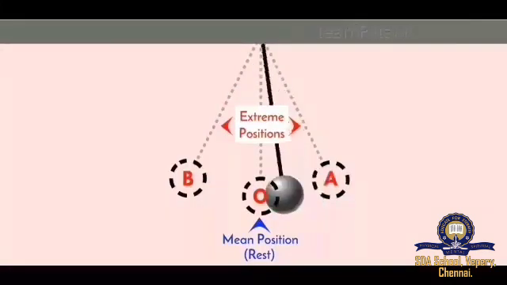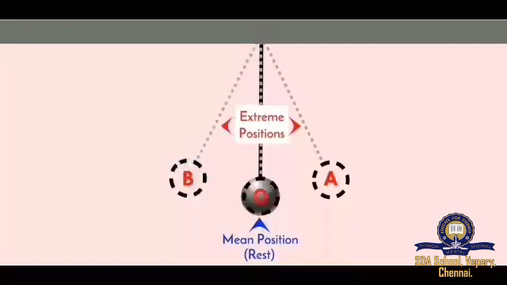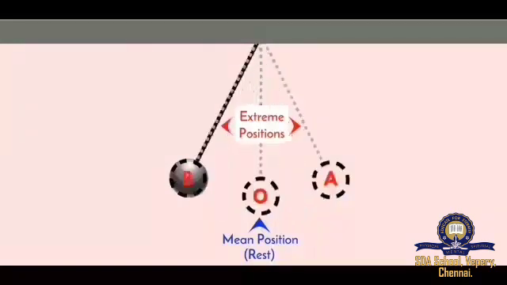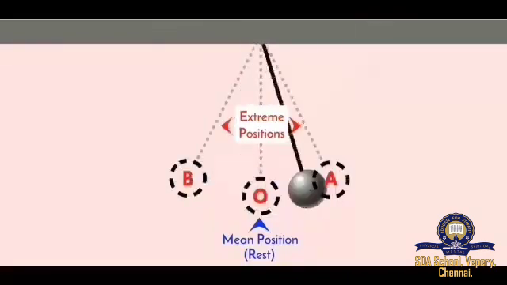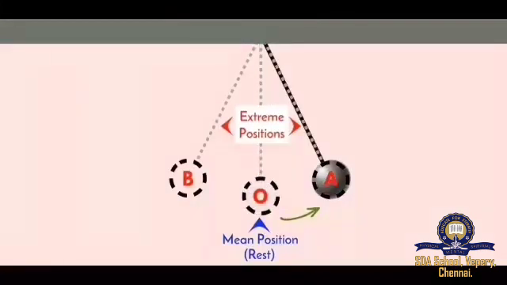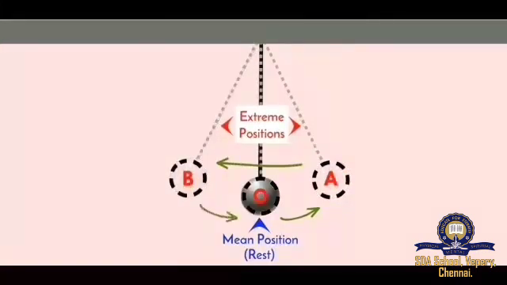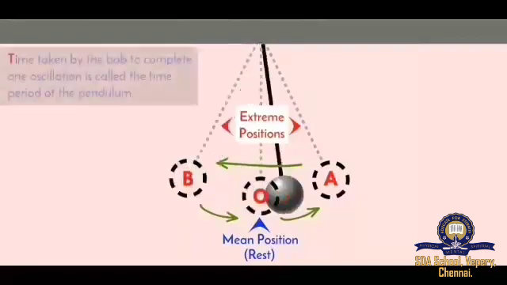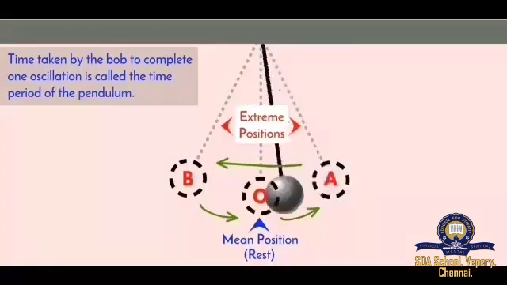The motion of the bob, that is the motion of the simple pendulum, repeats itself after certain time. Such motion are said to be periodic or oscillatory motion. The bob completes one oscillation when it moves from mean position, goes to one of the extreme position and then to the other extreme position and returns to its mean position again. The time taken by the bob to complete one oscillation is called the time period of the pendulum.